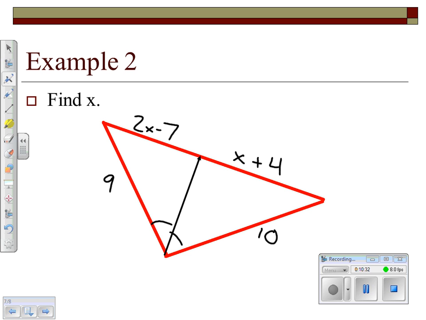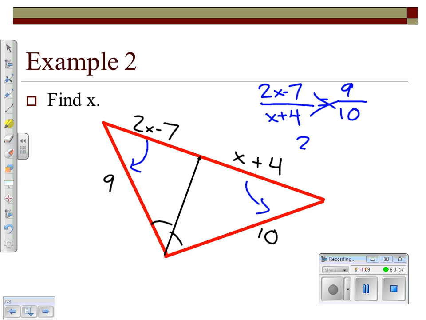Looking at it, we've got the angle bisector, so this last theorem applies. I've got some choices. I can do 2x minus 7 and put that over x plus 4. If I do it that way, I've got to look at what side is touching the 2x minus 7. That's the 9, so I'm going to put it up top. Since the 10 touches the x plus 4, it goes down there. And like always, cross multiply, don't forget to distribute.